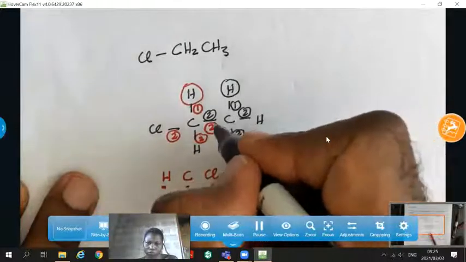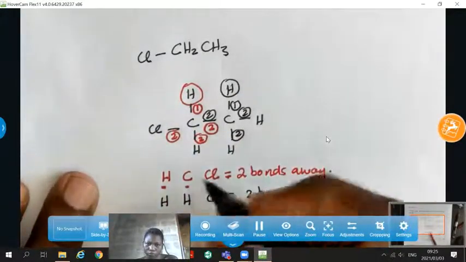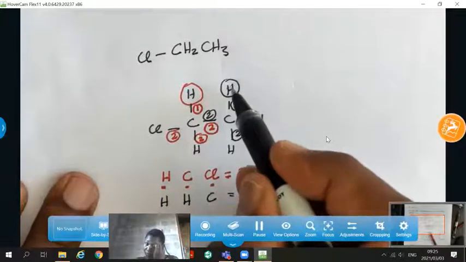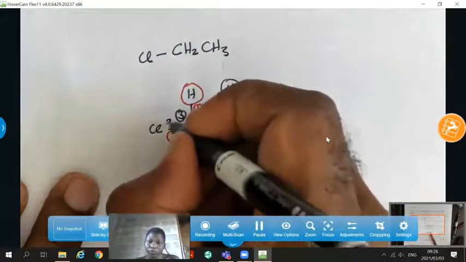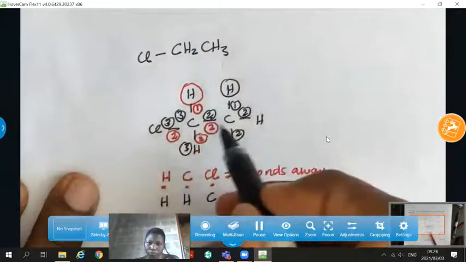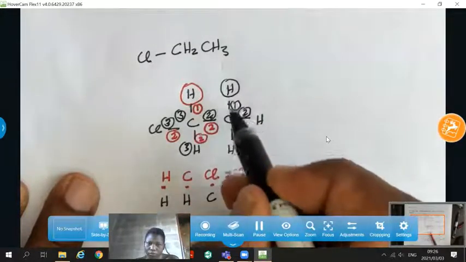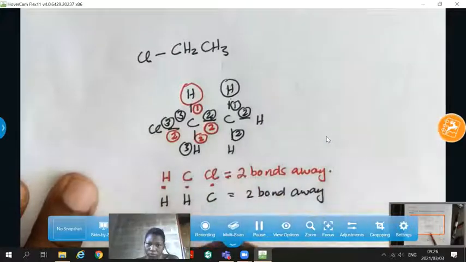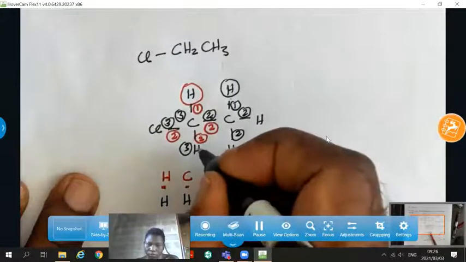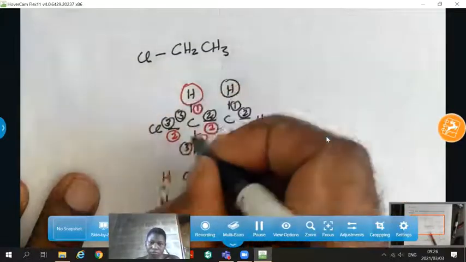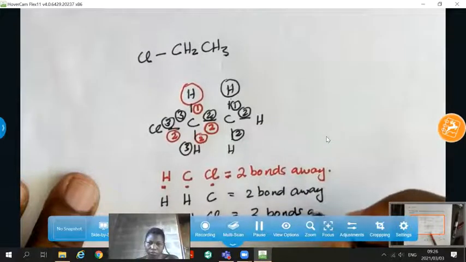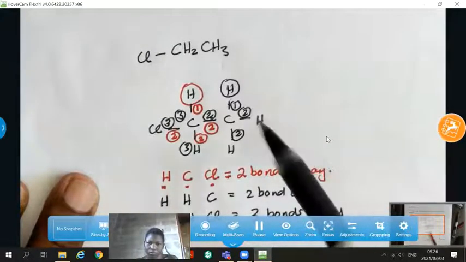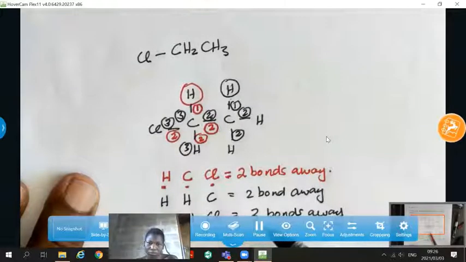So let me go 3 bonds away from this proton here, the one where my black pen is. That's first bond, that's my second bond, and this is my third bond away. 1, 2, 3, 1, 2, 3, 1, 2, 3. 3 bonds away, I have a hydrogen here, I have a hydrogen there, and I have a chlorine atom there. So in the CH3 group, I have a chlorine atom that's 3 bonds away, but in the CH2 group, I have a chlorine atom that's 2 bonds away.